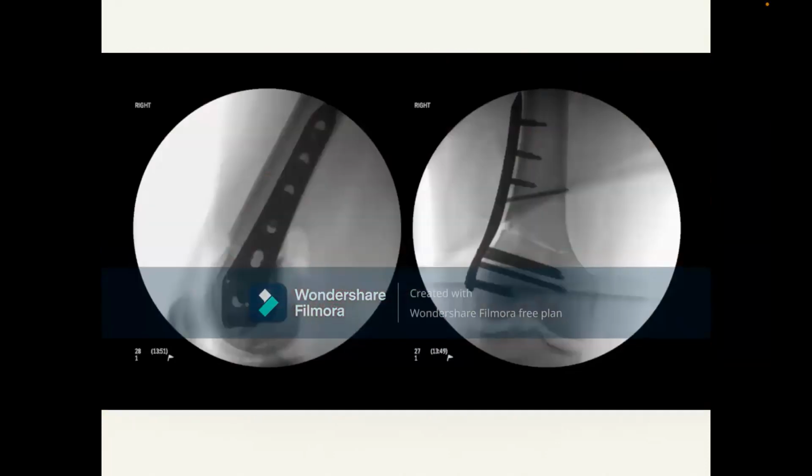This is the post-op X-rays. In this, a correction angle of 6 degrees has been done and skin closure has been done.